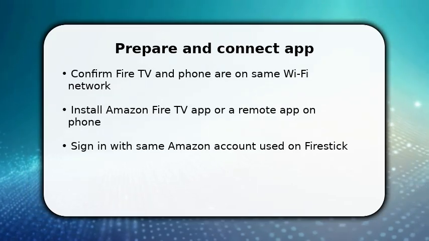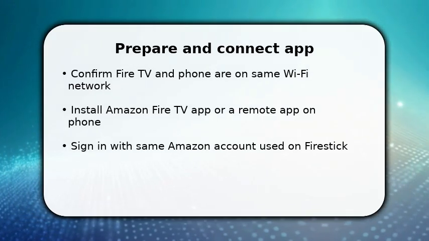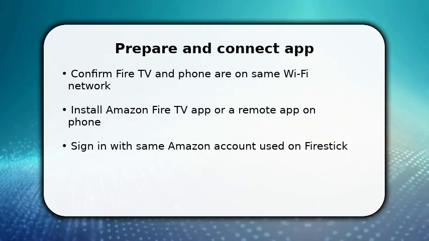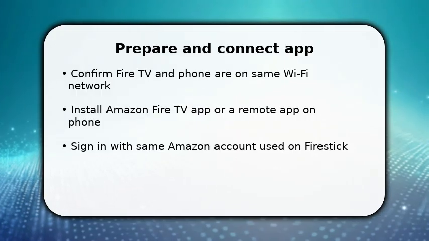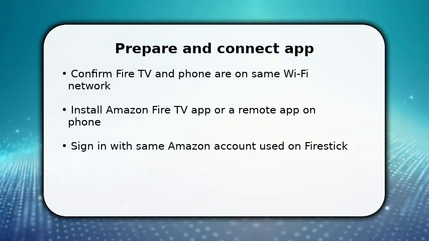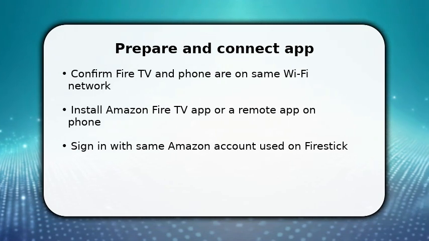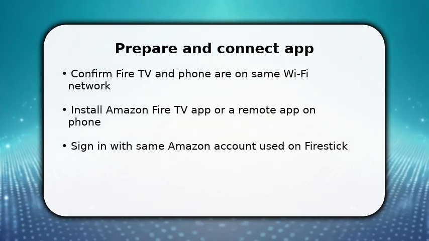Make sure the Firestick is awake on screen. The app discovers devices only when they respond. If a pairing PIN appears on TV, enter it in the app so the phone becomes a functional remote and can control volume through on-screen controls.